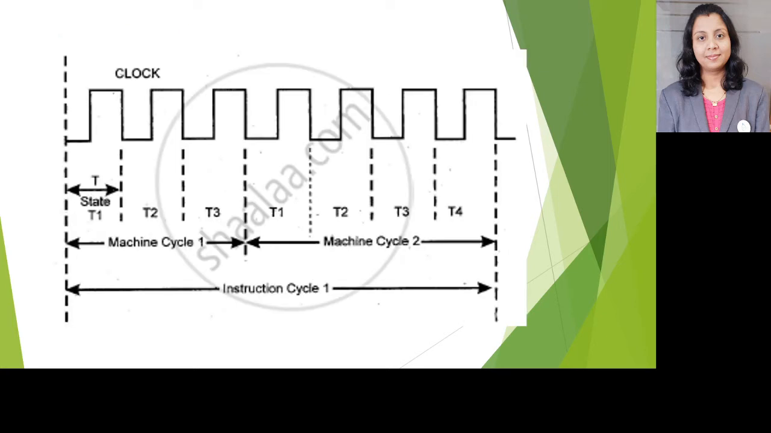You can see here the diagram of the instruction cycle. These are the clock pulses. These clock pulses together make one instruction cycle. One instruction cycle is divided into one or many machine cycles, for example, machine cycle 1, machine cycle 2. One machine cycle is further divided into T states, for example, T1, T2, T3. So this whole is instruction cycle 1.